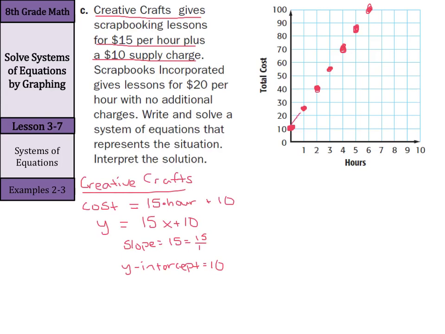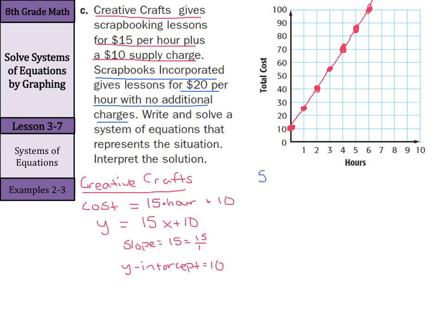And I can draw my line in as neatly again as I can. Since we're looking for intersection points here, it's really important to draw our lines as neatly as we can. So that's our Creative Crafts line. What about Scrapbooks Incorporated? Well, let's do that one here in blue. And they're just $20 per hour with no additional charges.